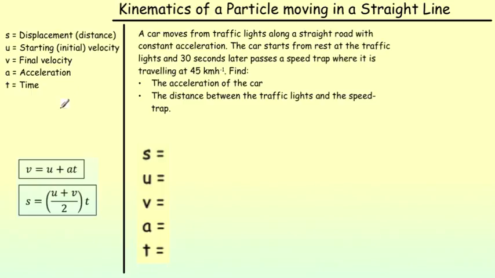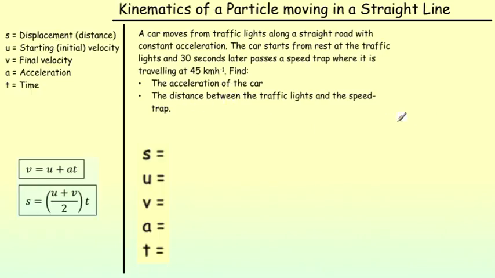Okay, finally we're going to have a look at one last problem. And this problem reads as follows. A car moves from traffic lights along a straight road with constant acceleration. The car starts from rest at the traffic lights and 30 seconds later passes a speed trap where it is travelling at 45 kilometers per hour. We're asked to find the acceleration of the car and the distance between the traffic lights and the speed trap.